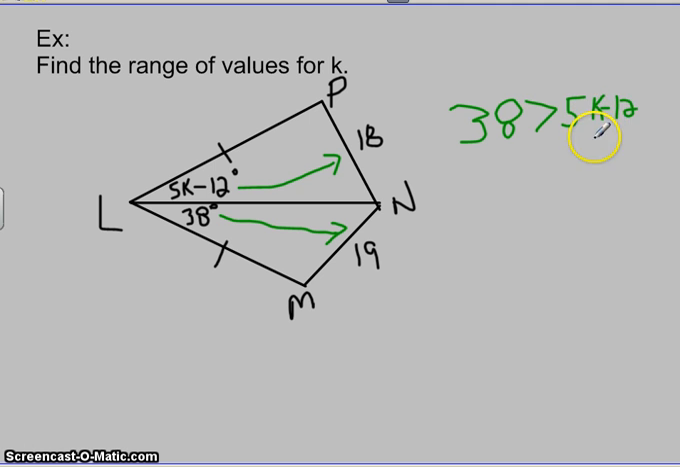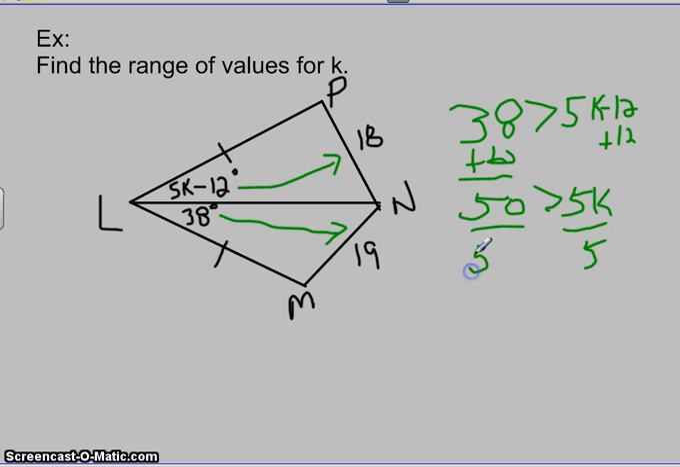Alright, so let's solve this real quick by adding the 12 to both sides. Looks like we'd get 50 is greater than 5k, so we'll have to divide by 5. So it looks like 10 is going to be greater than k. So k would have to be less than 10.